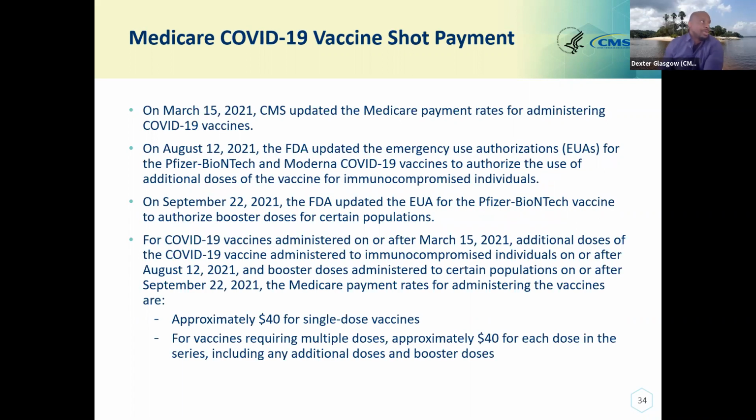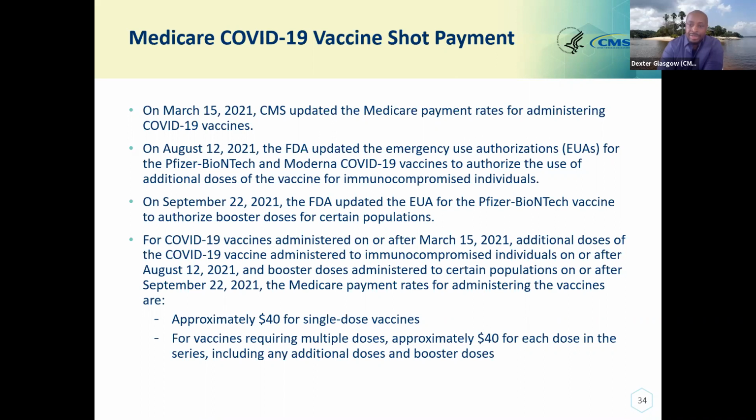So the important part here, payment. When you look at the slide, it has some payment rates here. These rates reflect updated information about costs involved in administering the COVID-19 vaccine for different types of providers and suppliers, and the additional resources you need to safely and appropriately administer the vaccine.